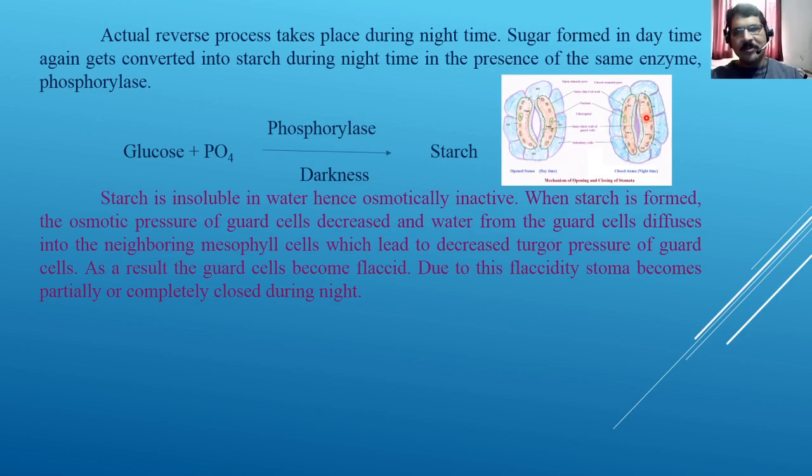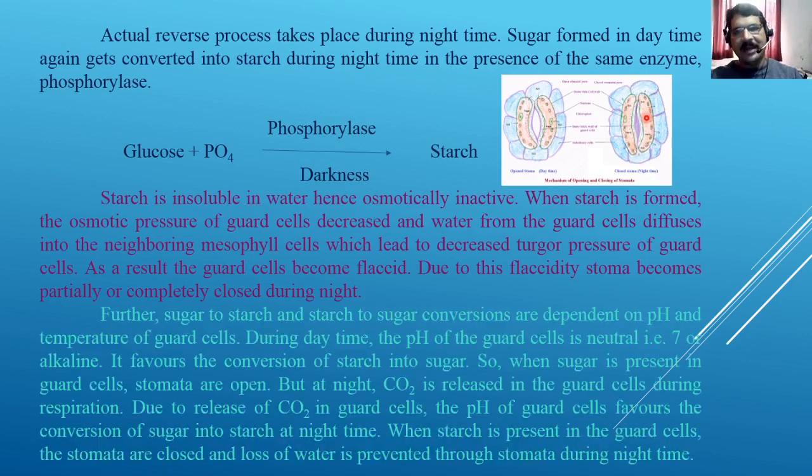So this is the process which will take place at night. Another some factors are responsible for the conversion of sugar to starch and starch to sugar. So these factors are pH and temperature. The pH and temperature changes in the guard cell, their activity is very important in the conversion of starch to sugar and sugar to starch.